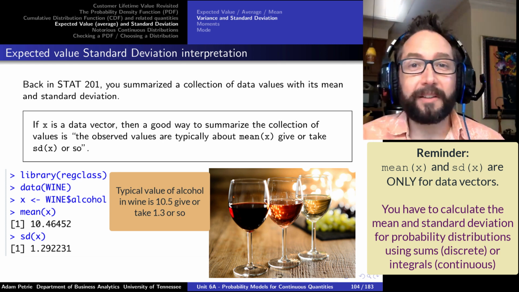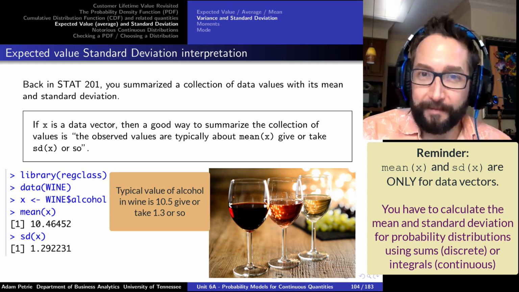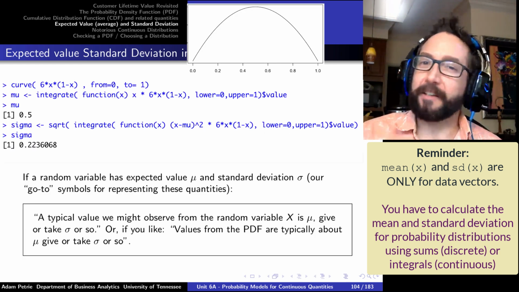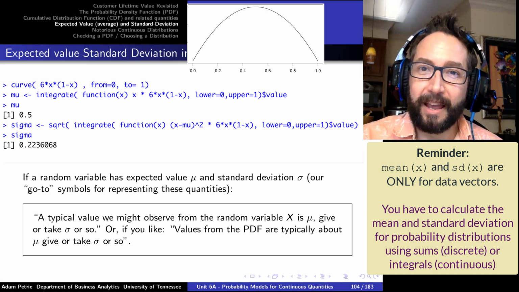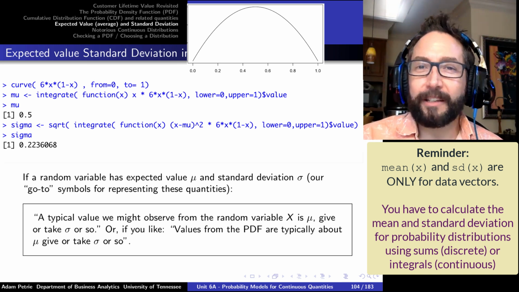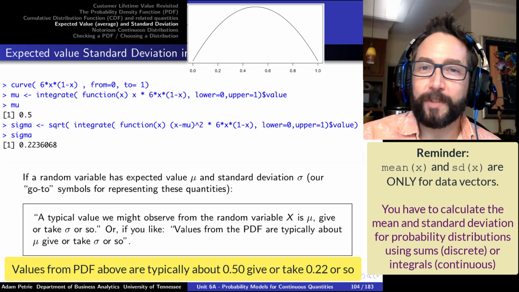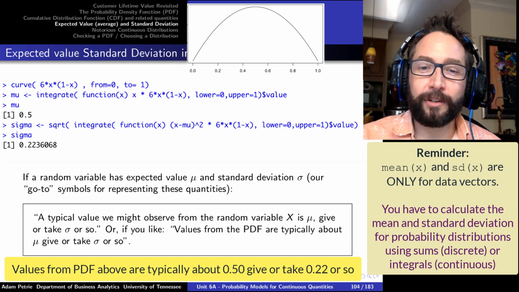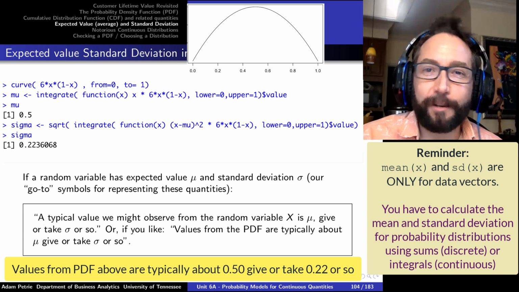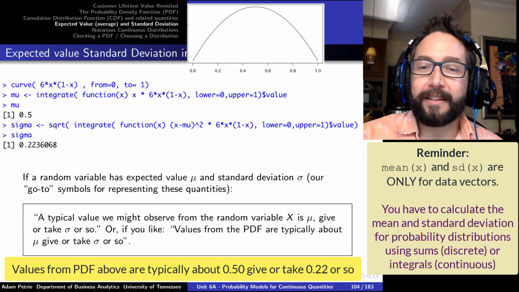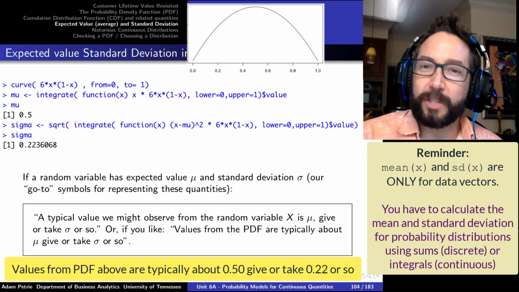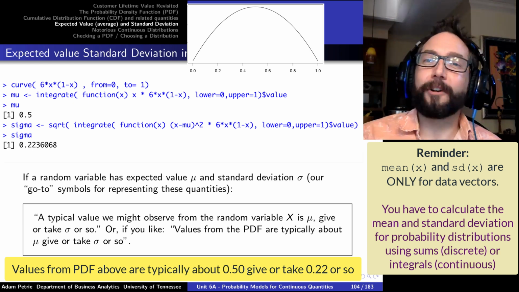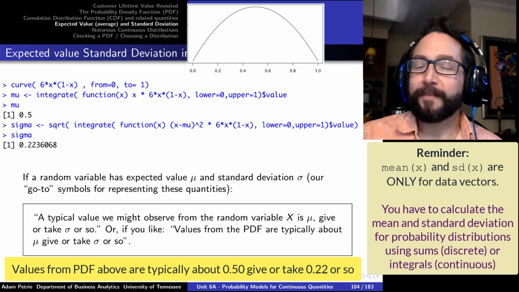But if we're dealing with x being a random variable and little x's being the possible values we might see, we have to go through the calculus to figure out what the mean and standard deviation is. But the interpretation is actually pretty close. So once we have mu, the average value, sigma, the standard deviation, we can say that a typical value we might observe from the PDF is about mu, give or take sigma or so. A few different ways you can go about interpreting it, but it does help to summarize the distribution with a single value, give or take something.